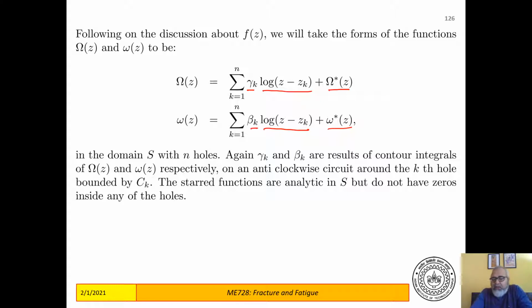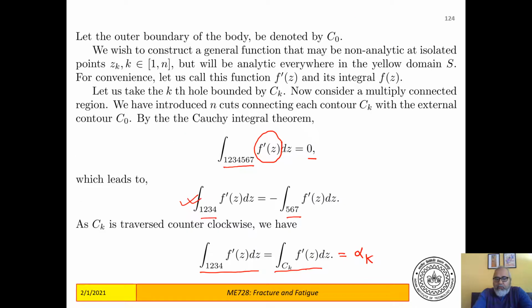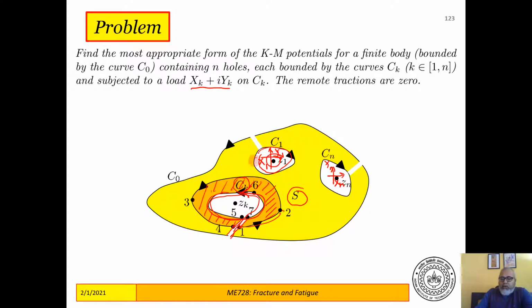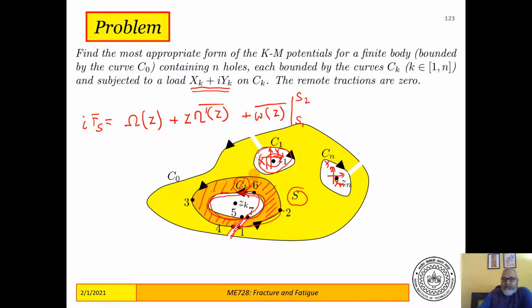Again, the constants gamma k and beta k will be determined from boundary conditions, and we'll see how that is done. Okay, so what are the boundary conditions? In this case, we have one given boundary condition when we know that the total load over each hole, in particular the kth hole, is xk plus i yk, and we have an expression for the total load. If you remember, for the total load, if f s is the total load, we have i f s is equal to capital omega z plus z omega, integrated from S1 to S2, where S1 and S2 are the same. S1 and S2 is the integral around this hole.